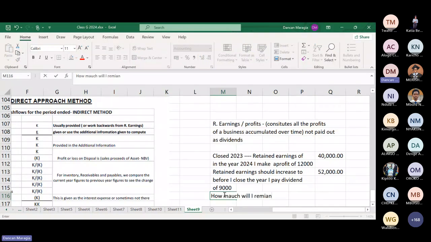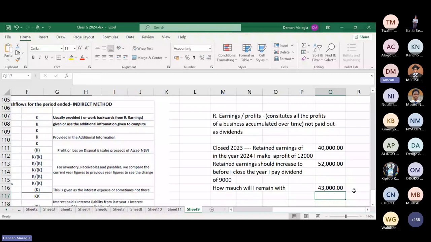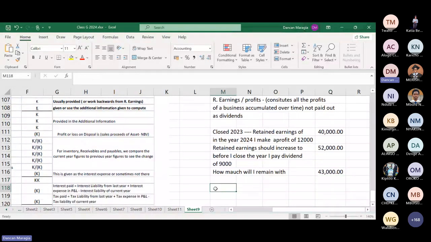43,000. So it will be 40 plus 12 to give me 52, then 52 minus 9 to give me how much? 43,000. So how have I found my closing retained earnings?